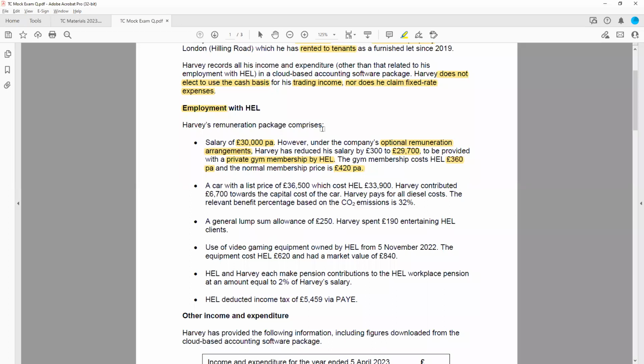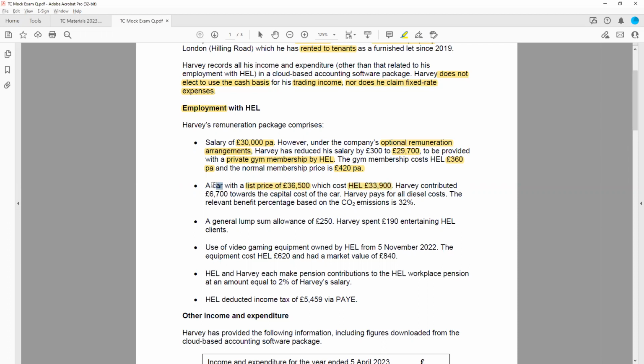So a bit of a tricky one there actually to kick us off, but you usually get a mixture of easy, medium, and hard ones. So then we've got the next one. We've got a car with a list price of this. So car's got a specific calculation. So we're told the car's got a list price of this, which costs the employer this.